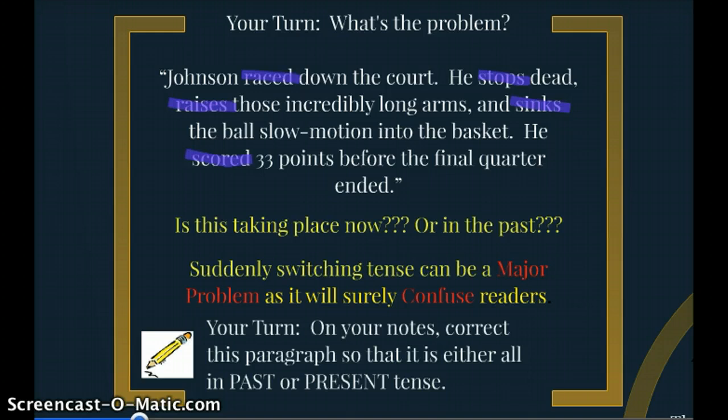In your guided notes, you're to take the same paragraph and either change the past tense verbs to present or the present tense verbs to past so that all the verbs are either in past or present tense and that there's no change. Make sure you pause and change those verbs. You can just cross out the verbs that aren't supposed to be there and write the verb form that you want above it.